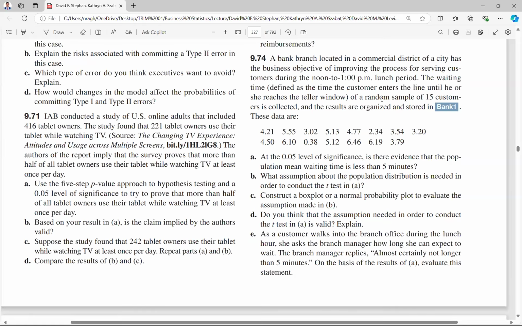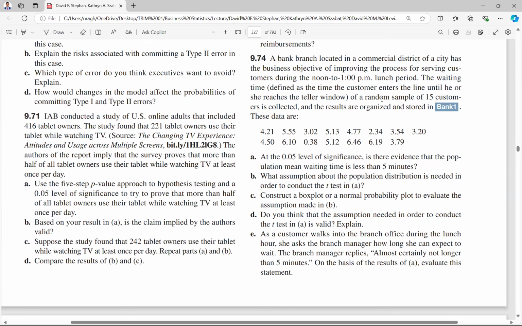Okay. Now, what is the second question? What assumption about the population distribution is needed in order to construct the t-test? Assumption about population distribution. That is the same assumption in H naught that we made. There is nothing else to it.